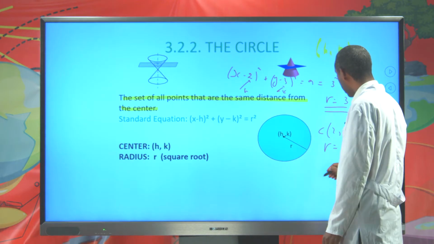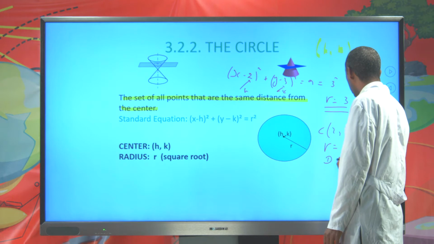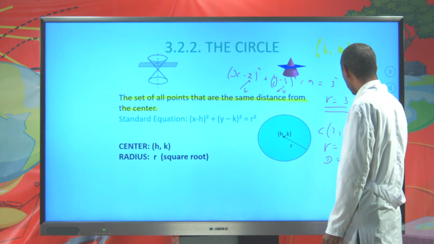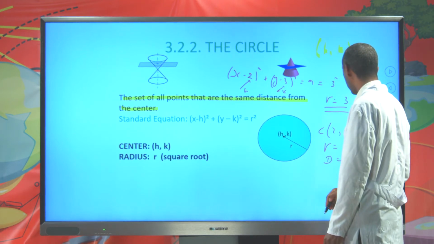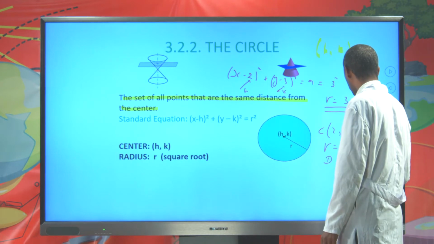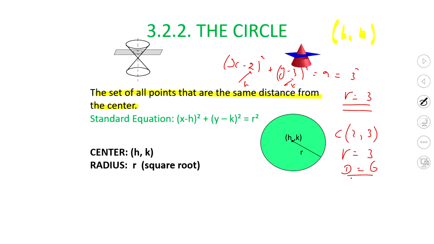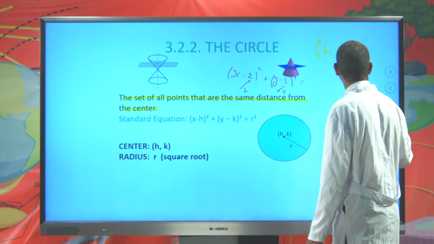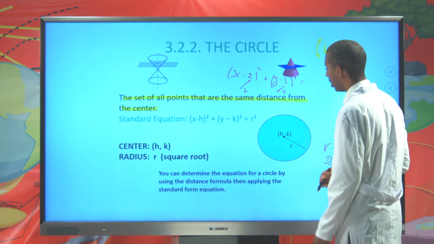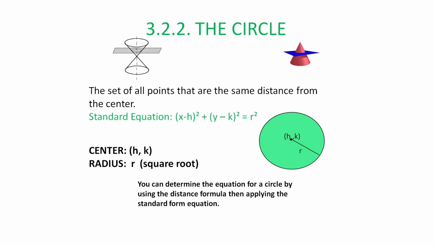And sometimes if you are asked to find the diameter of the circle, you just double 3, or multiply it by 2, and it gives you 6. This is how the equation of a circle is written in standard form. So, as I mentioned before, we can determine the equation for a circle by using the distance formula, then applying the standard form of the equation.